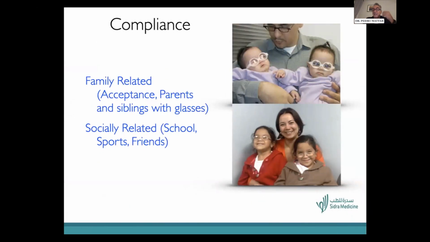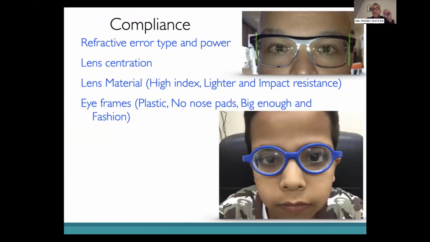So this, for compliance, is fundamental in children. It is important that there is acceptance by the parents and by the family, and it will be easier if siblings or the parents have glasses. Compliance can also be related to school, sports, and friends. That's why there are some movies like Harry Potter that help us a lot at the moment of putting glasses on children.